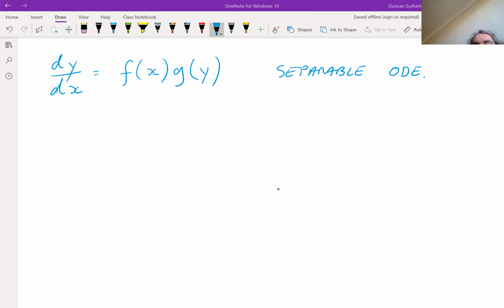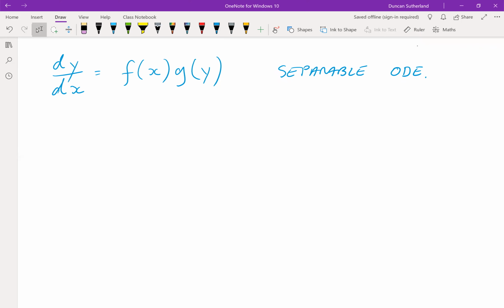Okay, we're going to look at a couple of examples of separable ODEs. This is a first order separable ODE written in general form. This is the important property of a separable ODE.